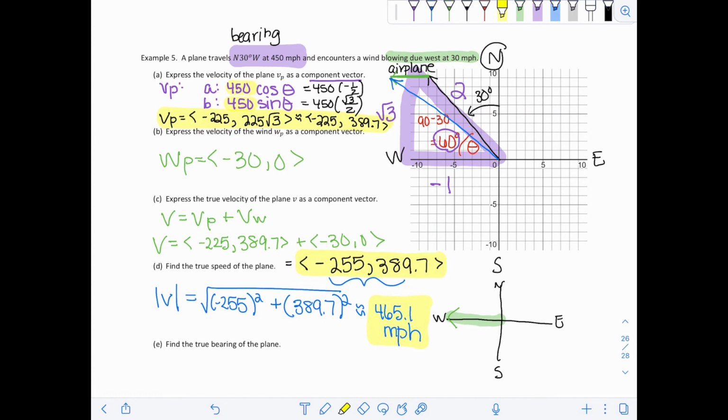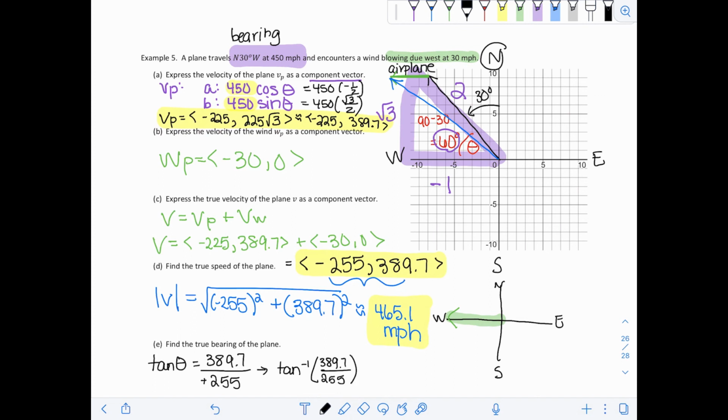And now let's work backwards to find, well, what is the true bearing, which means we need to figure out the angle. Since we know our A and B values, what we're going to use is the tangent. So tangent of the angle theta is equal to our y value, 389.7 over negative 255. And honestly, I'm just going to plug it in as positive because I just want the reference angle anyways. And then I can use the inverse button. Tangent inverse of all of that is going to give us our reference angle.